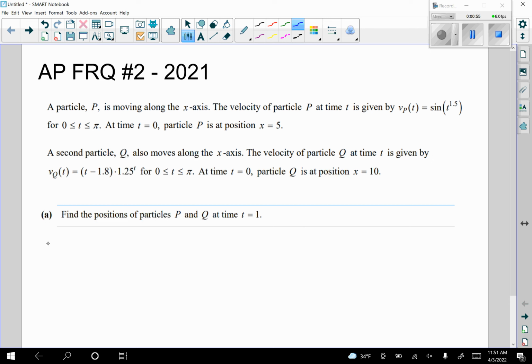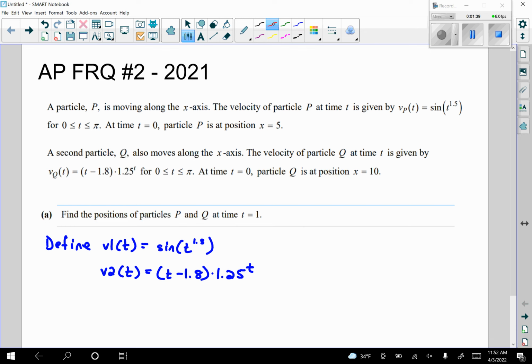You may even want to start by defining, you could call it V of t if you want to. You can say V, maybe V1. You could use different variables as well, as long as you understand what they're representing on your calculator. So you could define V1 of t to equal sine of, you could use t to the 1.5 or you could use x's. And then you could define V2 of t to equal t minus 1.8 times 1.25 to the power of t. So you could define those two functions. That way, if we need to use them, we can.